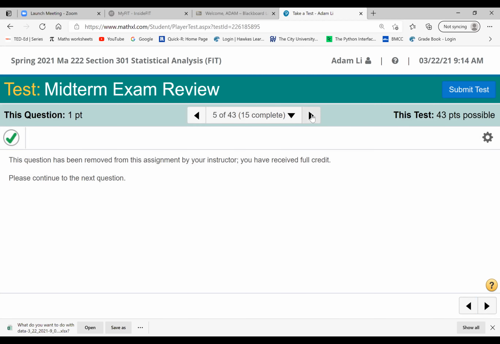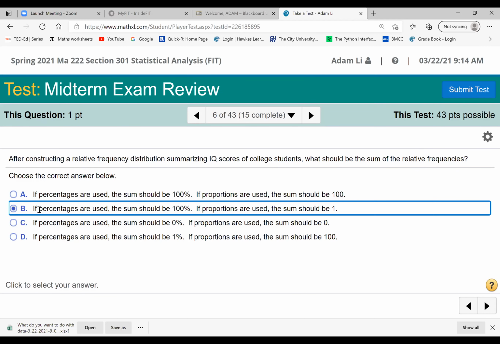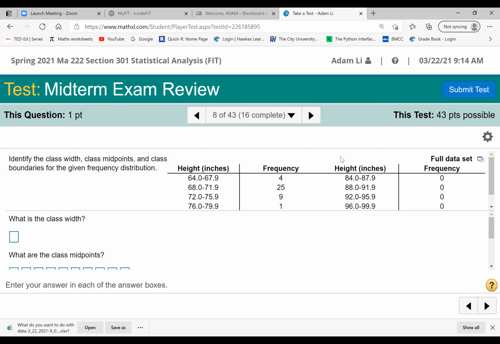And question 6. All right, after constructing a relative frequency distribution summarizing IQ scores of college students, what should be the sum of the relative frequencies? Relative frequency is basically a percentage or decimal number, so the total of all the percentages will be 100%, right? If percentages are used, the sum should be 100%. If proportions are used, the sum should be 1. Total probability is always going to be 1. So that should be it. Question 7, I omitted.